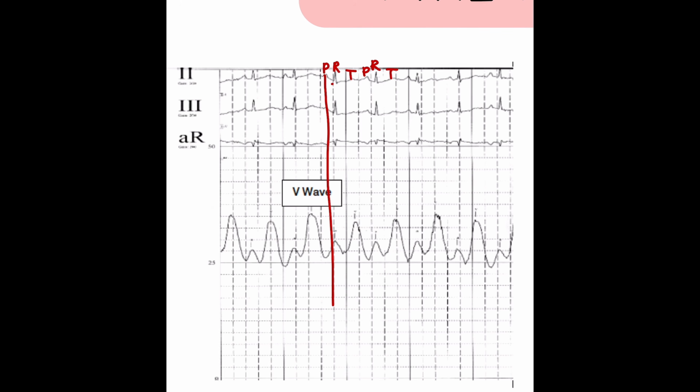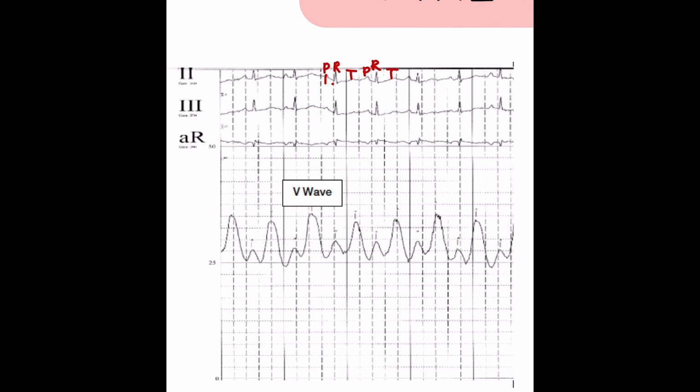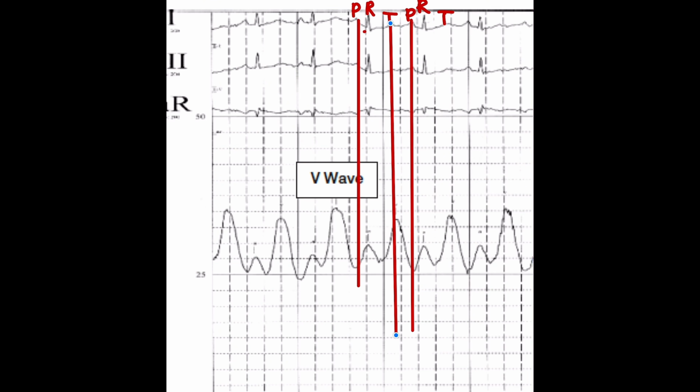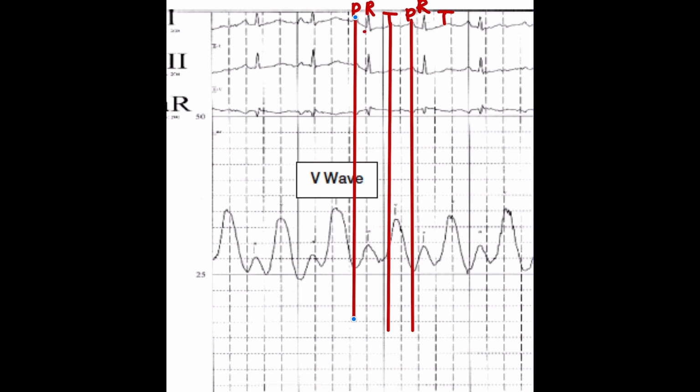Now, personally, I draw lines down from the P and the T, and then from the T to the next P. Some people use the R wave, which is fine, but sometimes you have variable R to R or PVCs, and it's not as easy. I like the P and the T because they're almost always there unless the patient has AFib. So between the P and the T is the A wave, like PAT, P-A-T. And then between the T and the next P is the V wave.